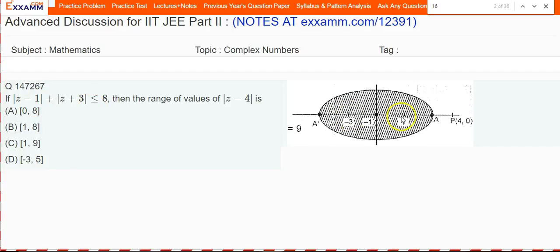So minus 3 is a focus, 1 is a focus, and we have drawn an ellipse like this, and it is less than or equal to 8. So 8, what is the 8? 8 is this distance, AA dash is the 8. Now what would be the center of this ellipse? Since the foci are given as minus 3 and 1, the center is the middle point of these two, so minus 3 plus 1, that is minus 2, divided by 2, that is equal to minus 1.